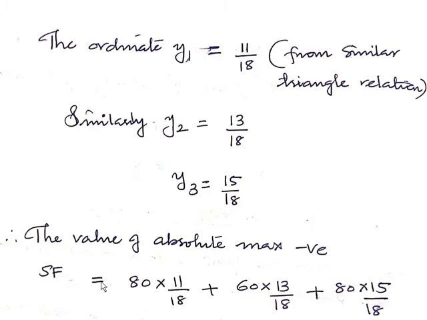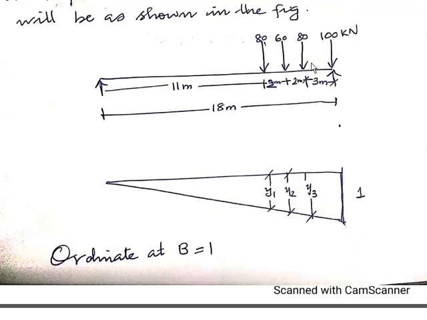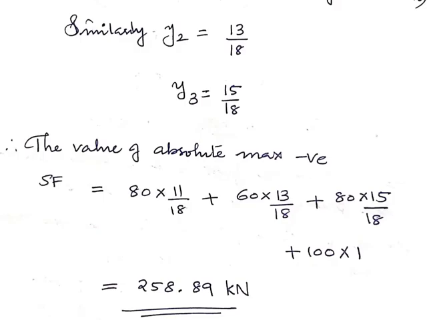Now just multiply each ordinate with the load and get the value of absolute maximum negative shear force. So here the value of absolute maximum negative shear force will be 100 into 1 plus 80 into y3 plus 60 into y2 plus 80 into y1. So this is how we calculate the absolute maximum positive and negative shear force on the beam.